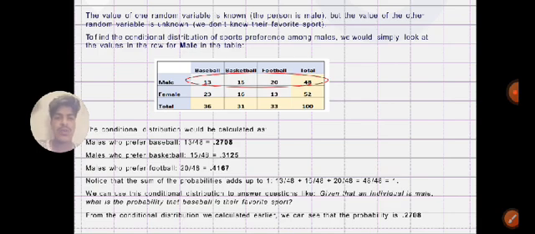We can use this conditional distribution to answer questions like, given that the individual is male, what is the probability that baseball is their favorite sport? From the conditional distribution we calculated earlier, we can see that the probability is 0.2708. Thank you.